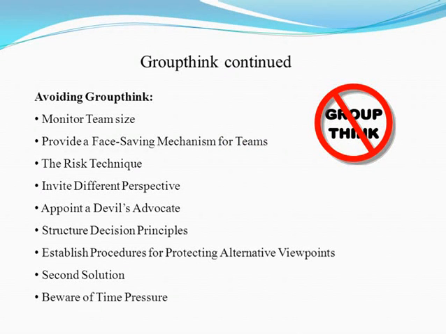Now we will discuss ways to avoid groupthink. Monitor team size. Larger teams are more likely to fall victim to groupthink. Teams with more than 10 members may feel less personal responsibility for team outcomes. Provide a face-saving mechanism for teams. Often, face-saving concerns prevent people from changing course, even when the current course is clearly doubtful. Teams that are given an excuse for poor performance before knowing the outcome of their decision are less likely to succumb to groupthink than teams that do not have an excuse.